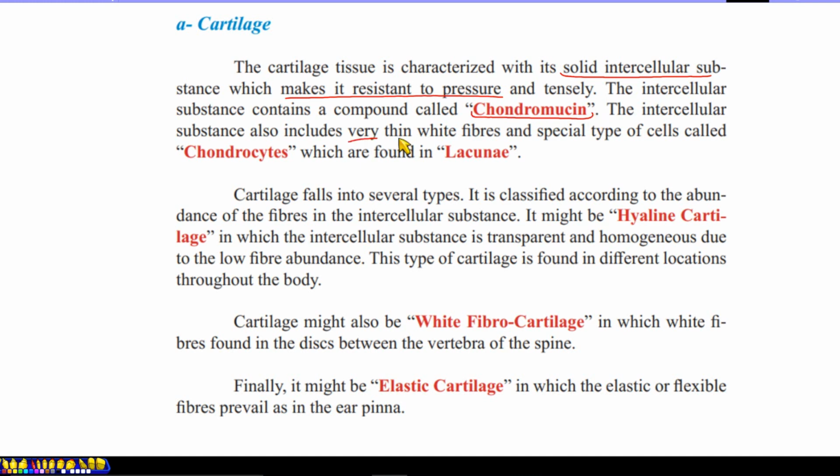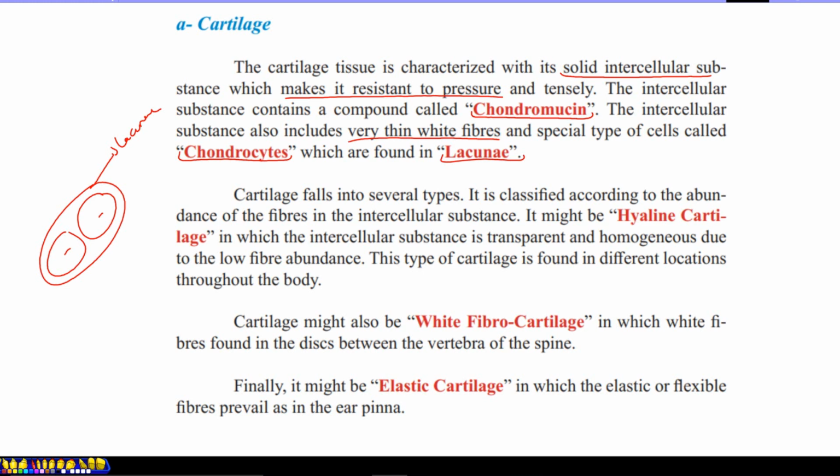The intercellular substance also has very thin white fibers in the form of bundles. A special type of cell is known as the chondrocyte. Chondrocytes are special cells in cartilage tissue which are found in lacunae. Lacunae are capsule-like structures which contain one, two, or more cartilage cells known as chondrocytes.